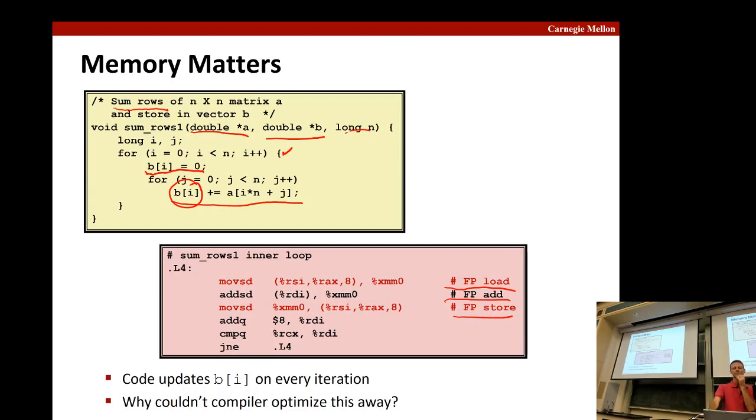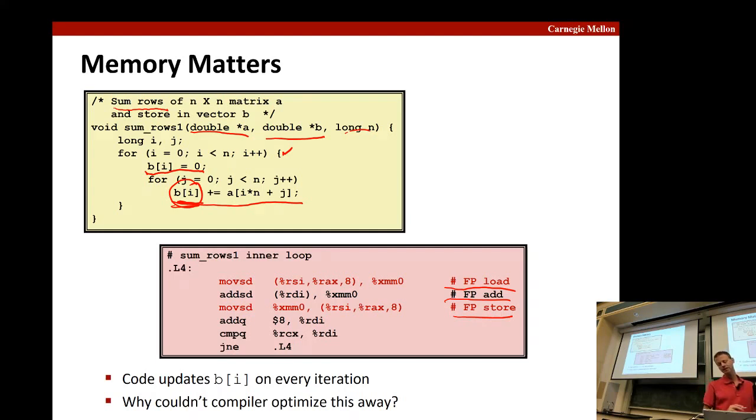So the programmer, as we'll see in a second, can actually do that. Can say, oh, well, let's not confuse the compiler. Let's actually create a temporary that we accumulate in, and then only at the very end do we store into memory what the output of that temporary is.